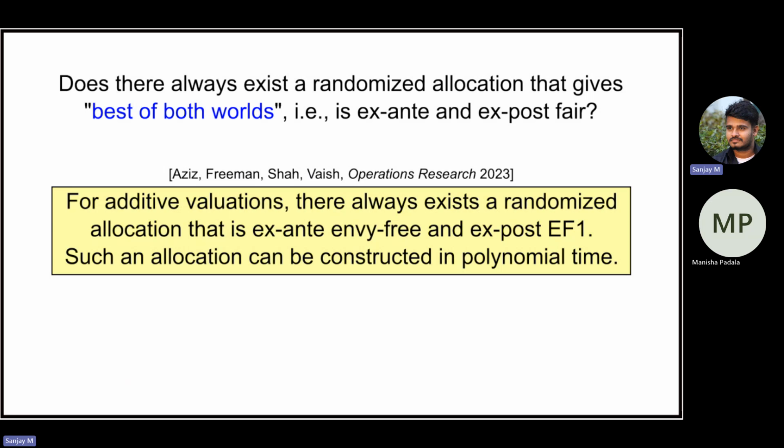It turns out that you can actually give a positive answer to this question. For additive valuations, there always exists a randomized allocation, meaning a distribution over deterministic allocations, which has both of these fairness properties. It is envy-free in expectation, and every realization is going to be EF1. And in fact, not only does such a randomized allocation always exist, you can actually give an algorithm to find this distribution, this randomized allocation. So you can get best of both worlds in polytime.